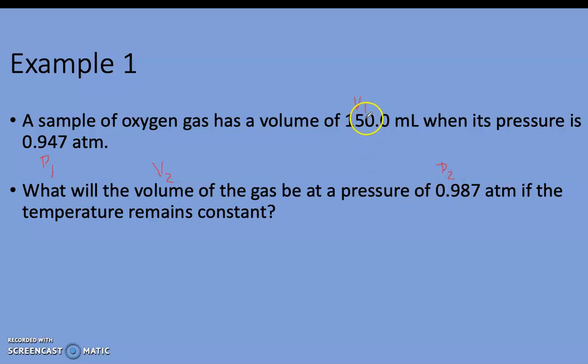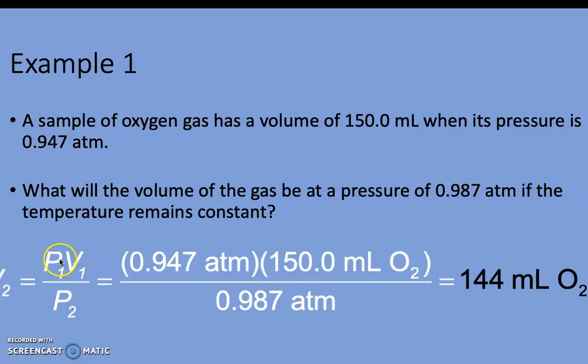Now we take these three numbers and plug them into the equation. We rewrite the equation to where we're looking for V2: V2 equals P1 times V1 over P2. You're looking for V2, so you must rewrite it. You plug your numbers in.